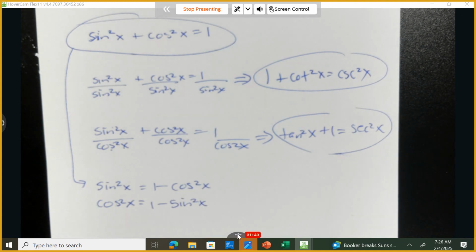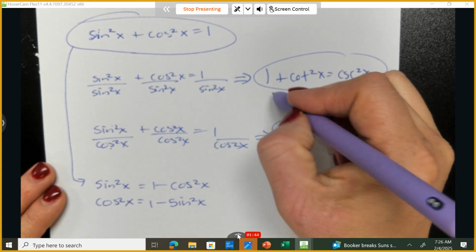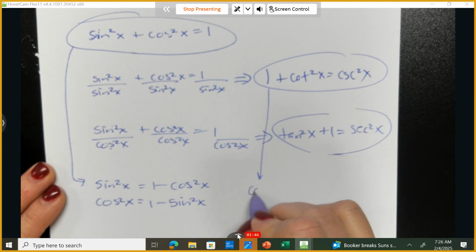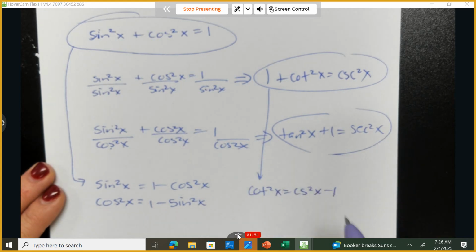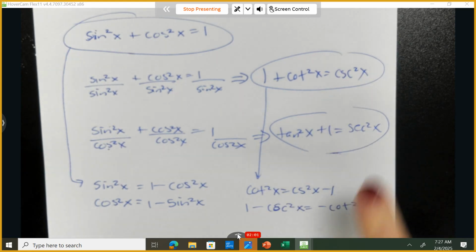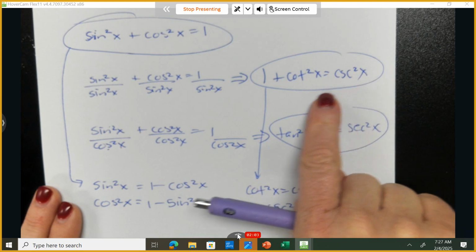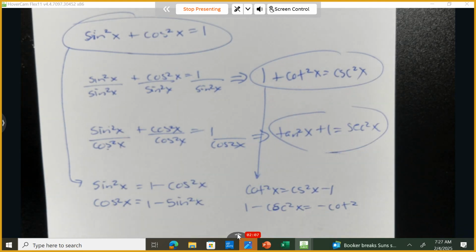Okay? Also, let's do that over here. I could do other variations of this. So I could have that cotangent squared is equal to cosecant squared minus 1. And we could do 1 minus cosecant squared. That's different than this. 1 minus cosecant squared is equal to negative cotangent squared. And you're like, how did you get that? For those that are visual learners, I'm subtracting cosecant squared to the other side, and then I need to subtract cotangent squared to the other side. So it's just a way to manipulate different equations mathematically.